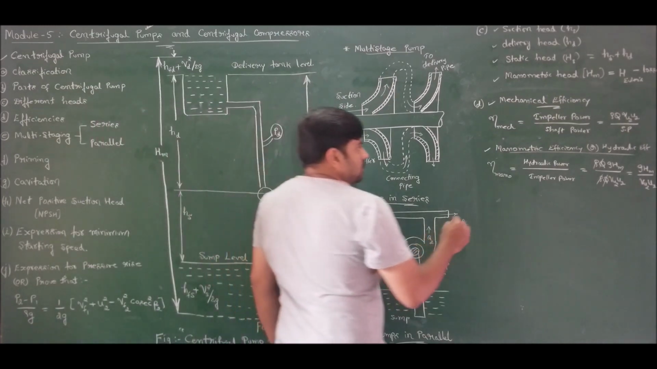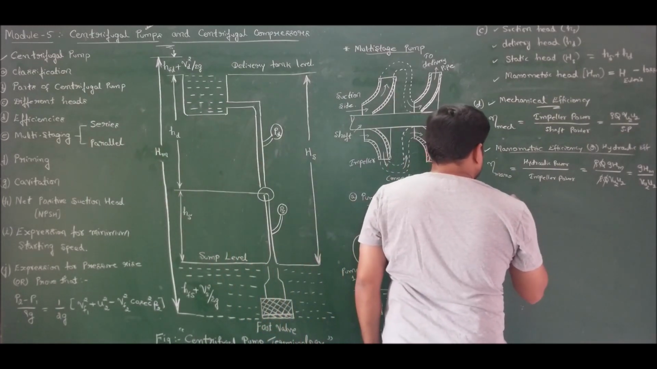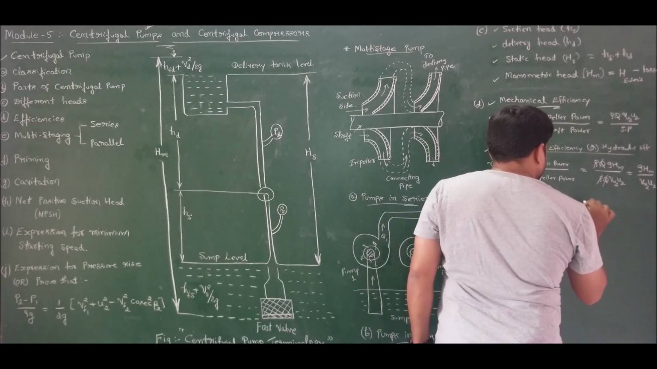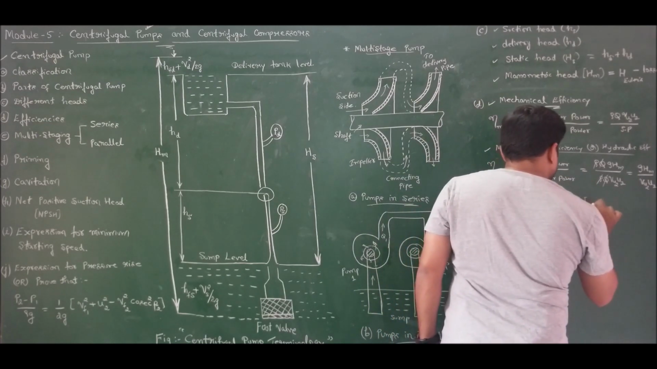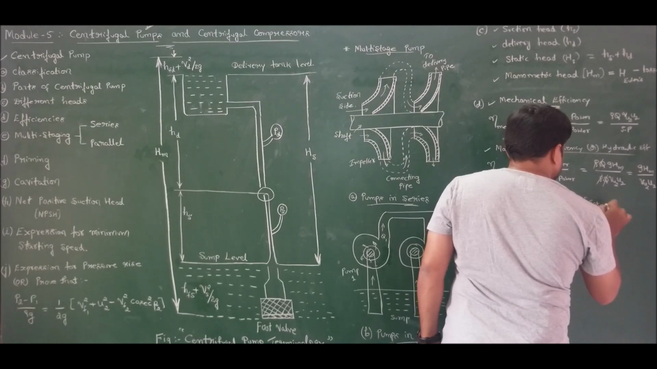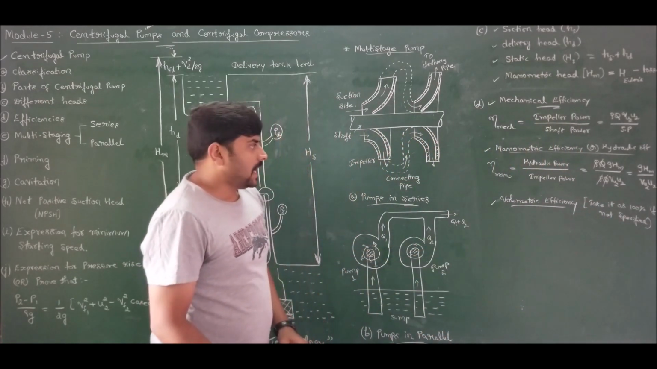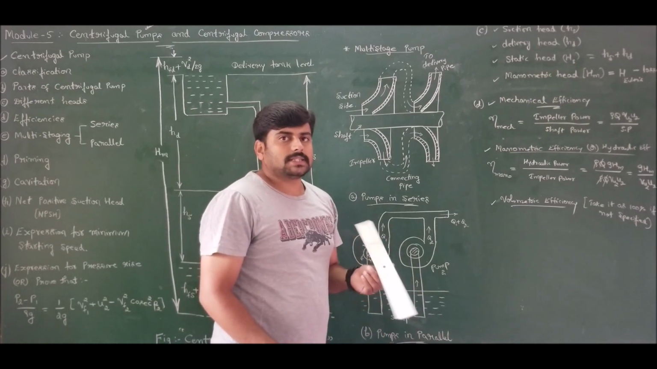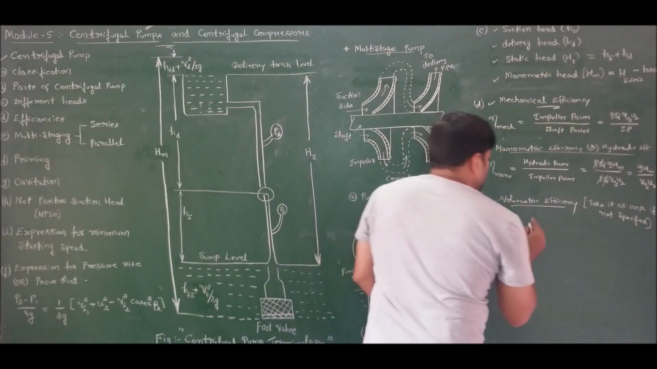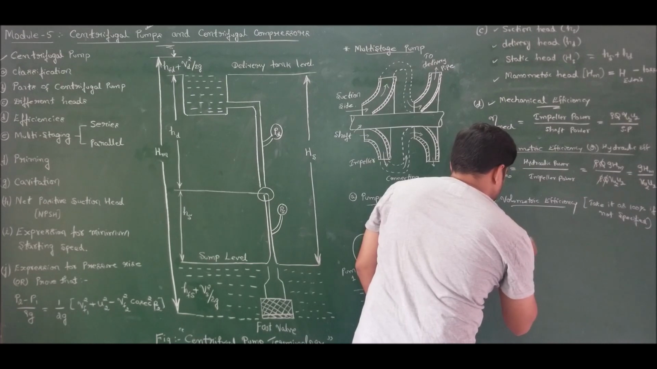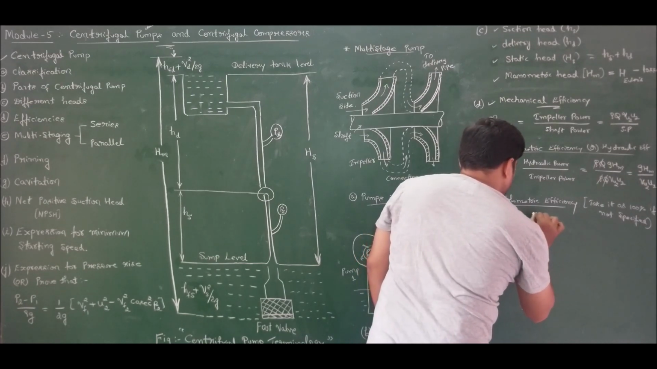Next we have volumetric efficiency. We will always consider the volumetric efficiency as 100% if not specified. If it is not specified anywhere, we will take it as 100% while conducting analysis of centrifugal pumps, whereas volumetric efficiency is defined as eta V equal to actual discharge by theoretical discharge.